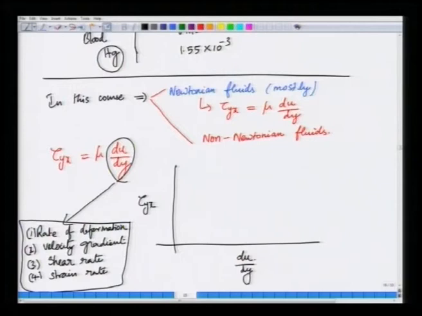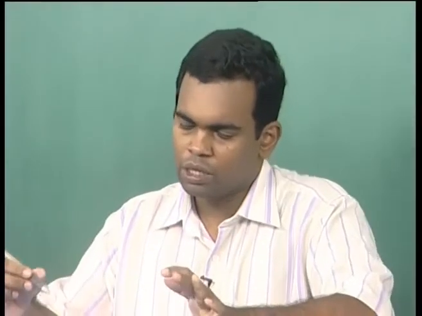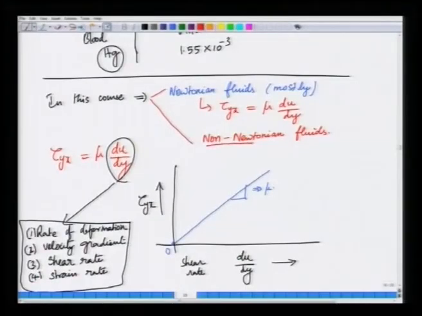So if you plot the shear stress versus shear rate, or the rate of deformation, for a Newtonian fluid, you will get a straight line that passes through the origin, and the slope of this line will be the viscosity mu. This is not to say that all fluids will have the same behavior. I have told you that there are many fluids which do not follow this behavior. Let me tell you the experimental behavior that is commonly seen. The blue line is Newtonian, so let me write this in blue.